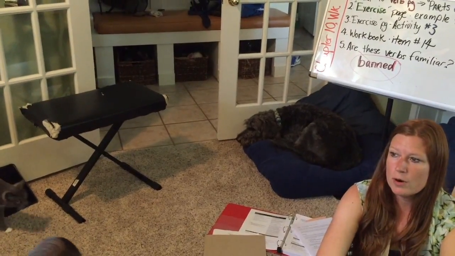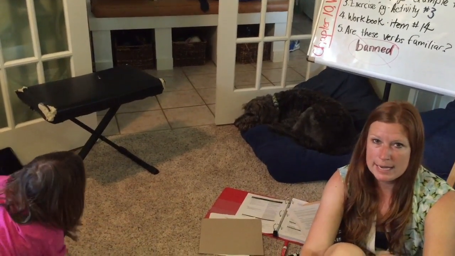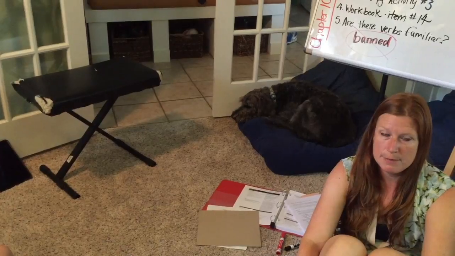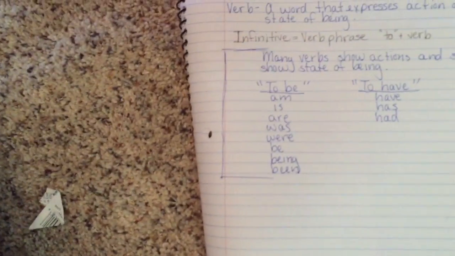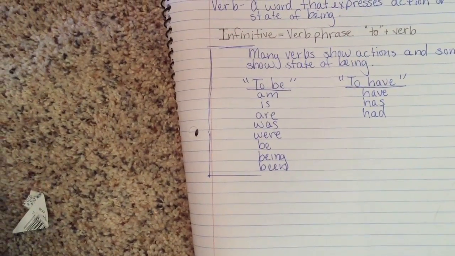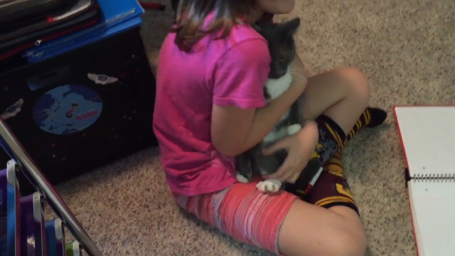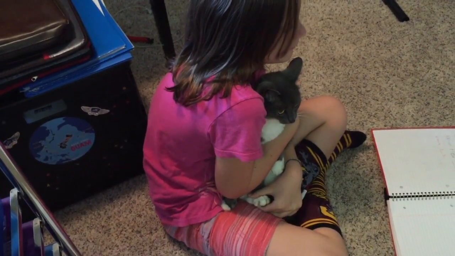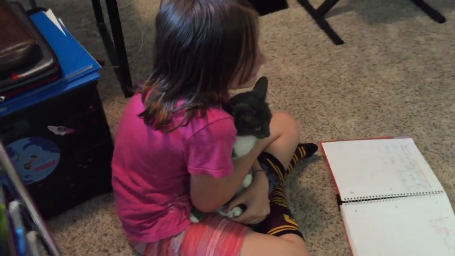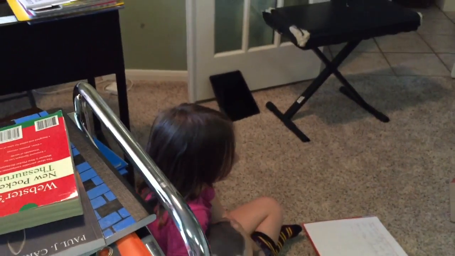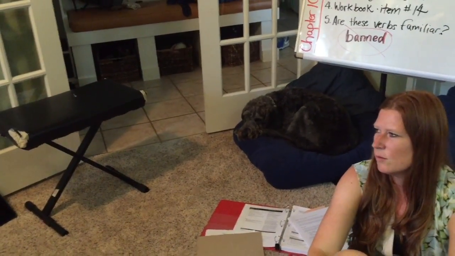So, in our writing, we ban the state of being verbs. Am, is, are, was, were, be, being, been. Don't use those words in your writing. You can use, like, in one paragraph, how many do you think? One or two. But really, let's try.